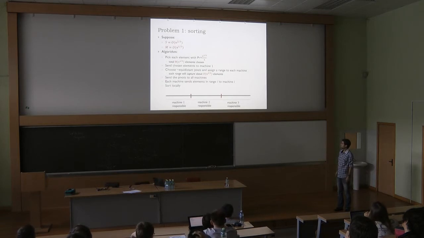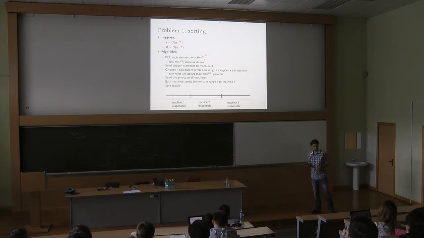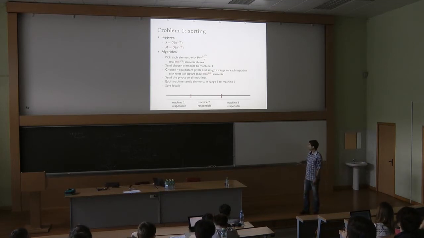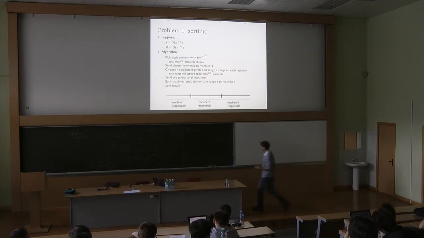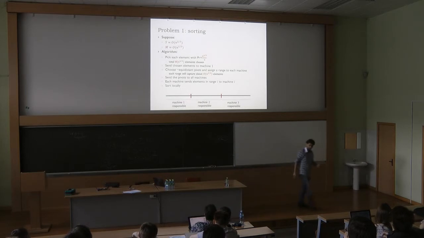And then what do we do? We send. So this is what machine 1 did, right? It just selected these pivots, which partitioned our segment of all the numbers into equal segments, and we just send these pivots to all machines. Note that the number of pivots is roughly n to 1/3, which is much less than the space each machine has. So it's a trivial amount of space essentially.